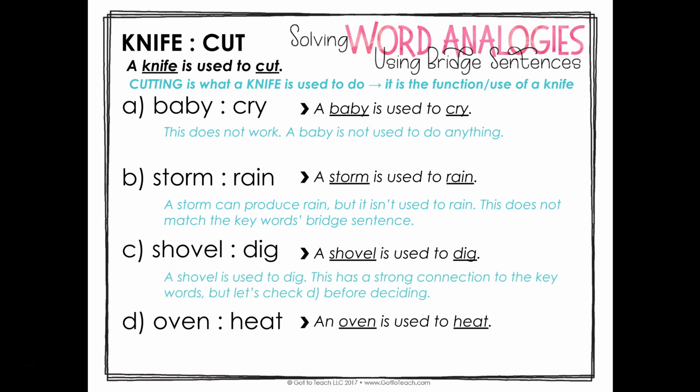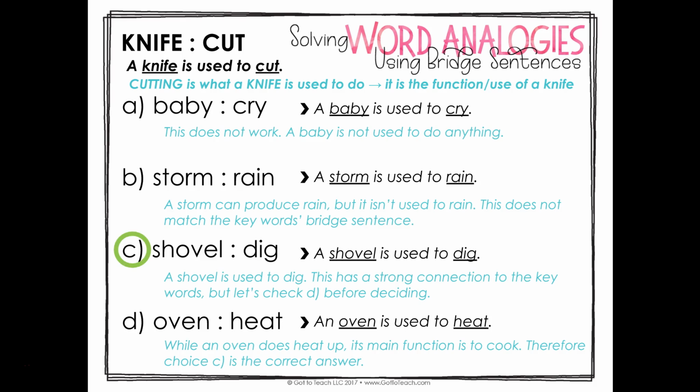A shovel is used to dig. This has a strong connection to the keywords, but let's check D again before deciding. An oven is used to heat. While an oven does heat up, its main function is actually to cook, not just heat. Therefore, in this case, C is going to be the correct answer. So let's say we mark that.